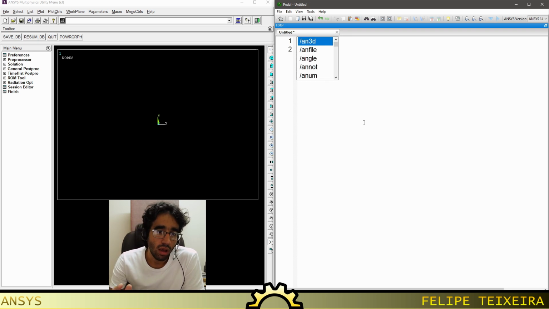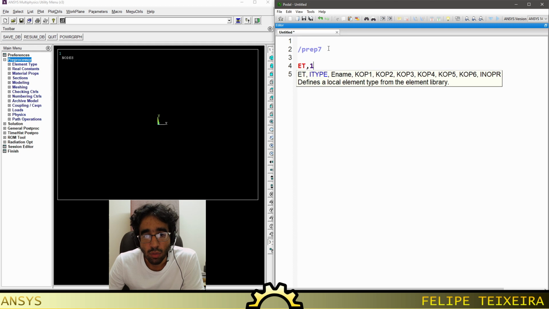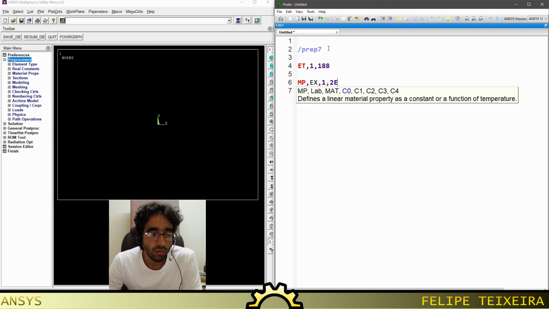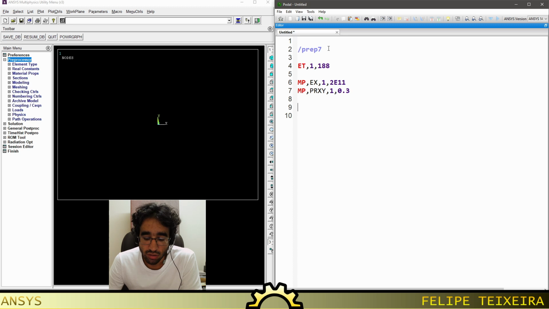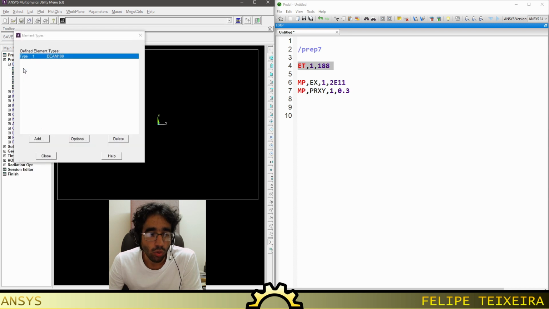So on the first command, I'm going to enter the preprocessor, that /prep7 does this. It's the same as clicking preprocessor. And then I'm going to start with the attributes, just like we did using the graphical user interface. So here I'm defining the element as being 188, and then I'm defining the material properties. So the ET command defines the element type, the MP command defines the material properties, and I'm setting just the elastic modulus and Poisson's coefficient.